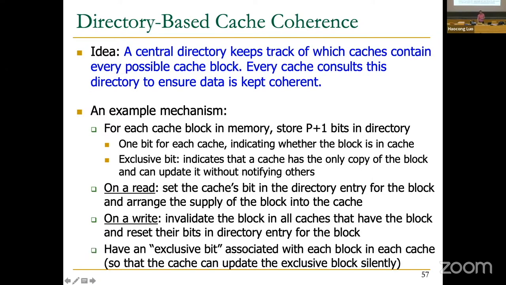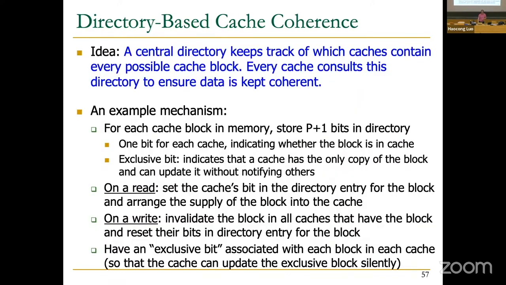And we have an exclusive bit associated with each cache block in local caches so that the cache can know to update the exclusive block silently without notifying the directory. So if it got permission for this cache block from the directory, it sets its bit, called the exclusive bit, in the tag store, saying that, oh, I'm accessing this block and the exclusive bit is set, which means that I know now that I'm the only cache that has the copy in the system, and I can silently update it without going through the directory, okay? Or I can read it also without going through the directory, right?